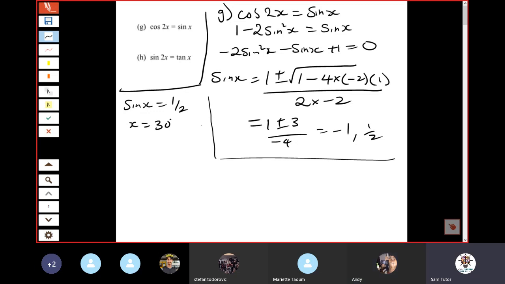And then, what do you draw? That ASTC, and you ask yourself, where is sine positive? A and S. So that'll be 30 and 150. Done. That's that one done.